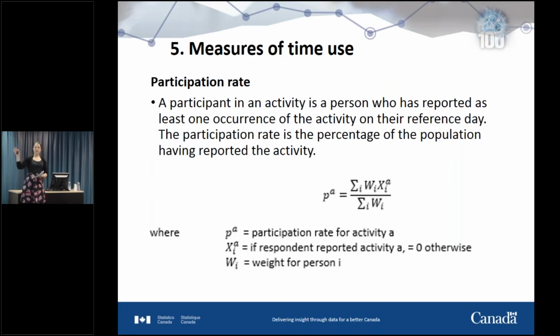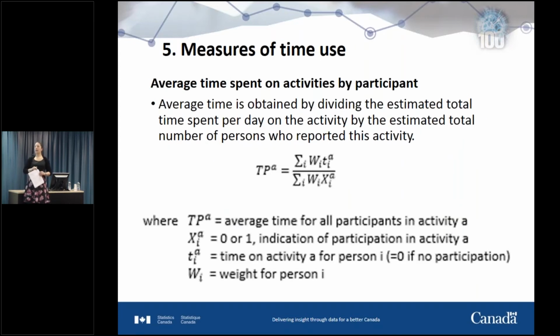So the participation rate is the percentage of the population having reported the activity. So it is the estimated number of persons doing the activity per day, the numerator, divided by the estimated total number of persons in a given population. We will see some examples a little bit later, but we'll start with all the definitions.